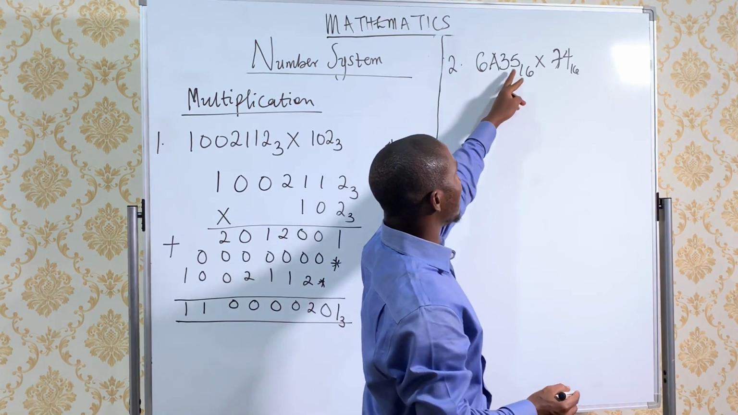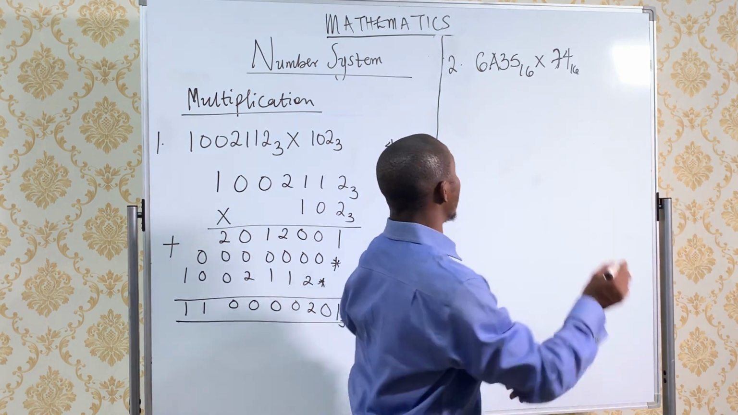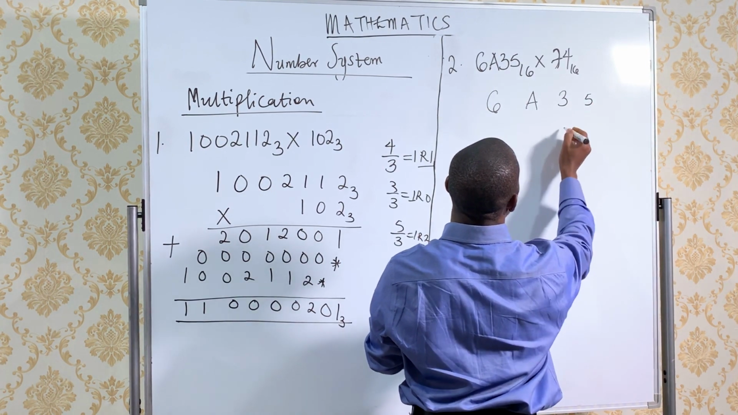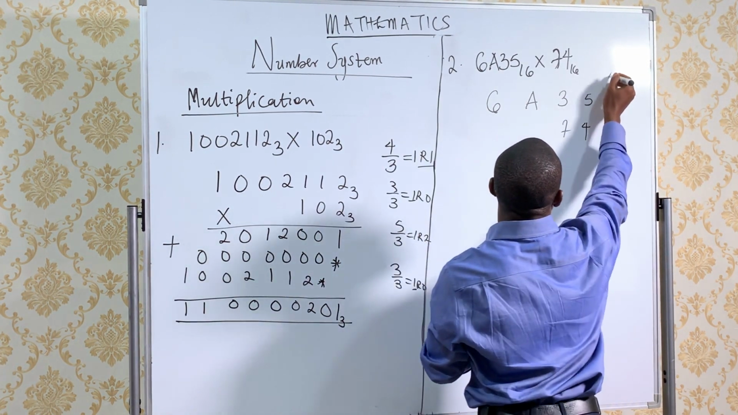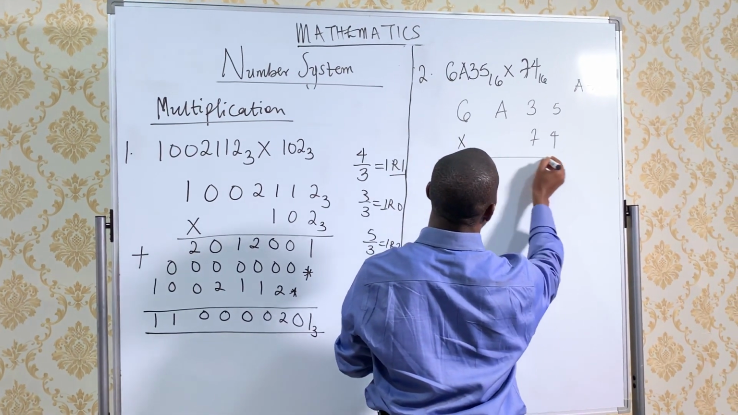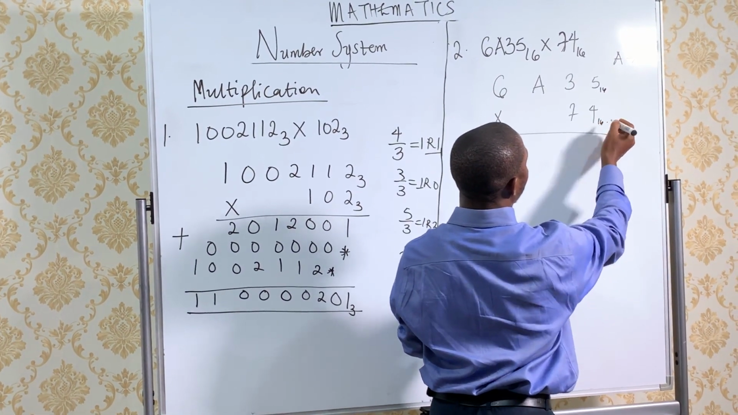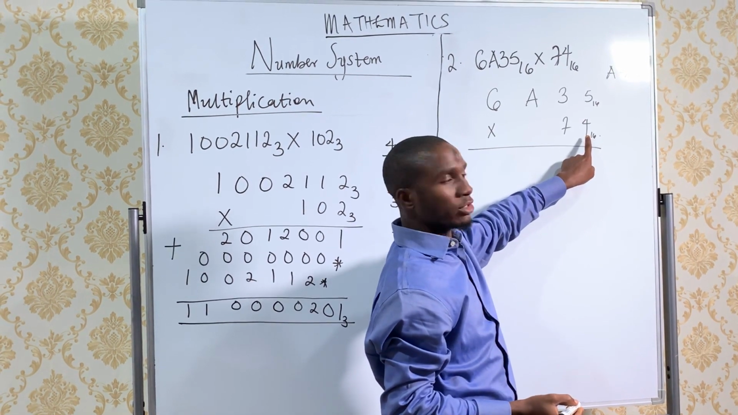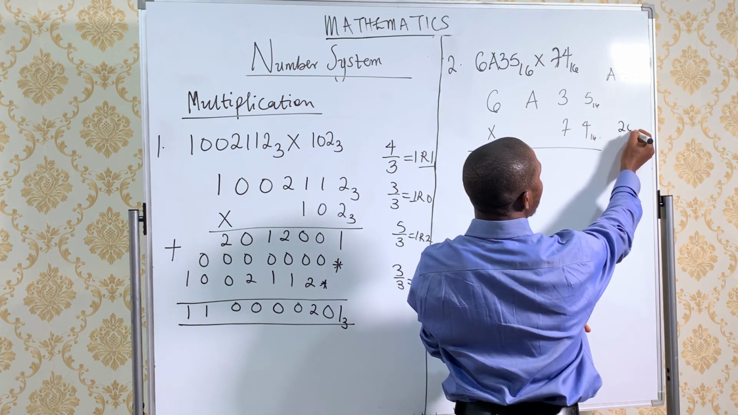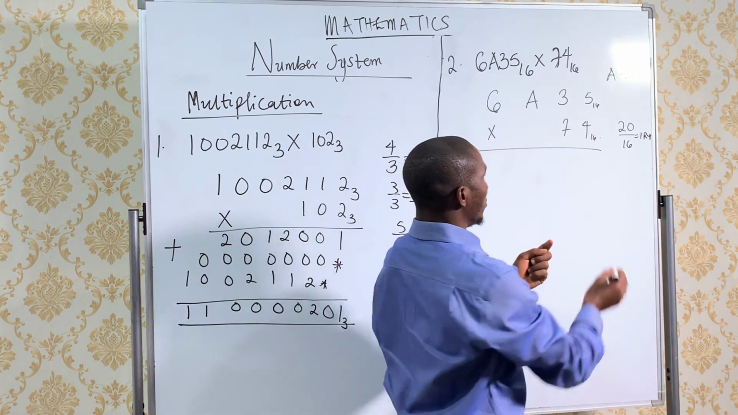Now let's get the second example. Now we have 6A35 base 16, that is hexadecimal, times 74 in base 16. 6A35 multiplying 74. Recall that A is 10. Now, we want to multiply in base 16. Now, the first multiplication, 4 times 5 will give us 20. Since we are operating in base 16, that will be 1, remainder 4. So you bring down the 4.